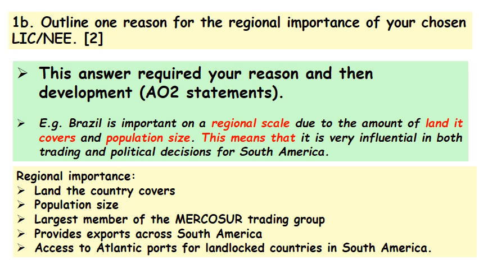Question 1B. Outline one reason for the regional importance of your chosen LIC or NEE. Our chosen LIC or NEE was Brazil. This question was worth 2 marks again, so required 1 point, but this time with some development. That would be through the use of your AO2 statements such as, this means that, this is because. For example, one way you could have answered this question was, Brazil is important on a regional scale due to the amount of land it covers and population size. This means that it is very influential in both trading and political decisions for South America.